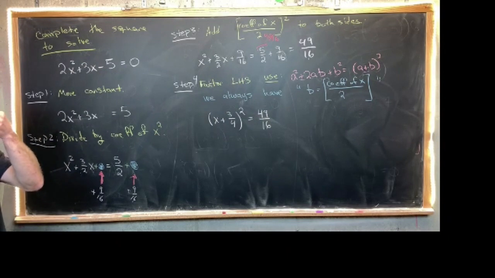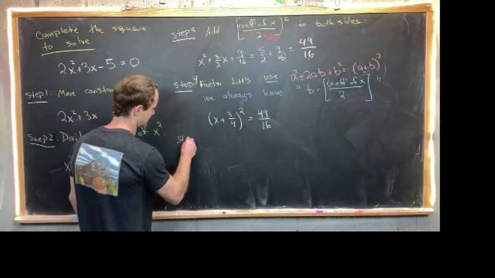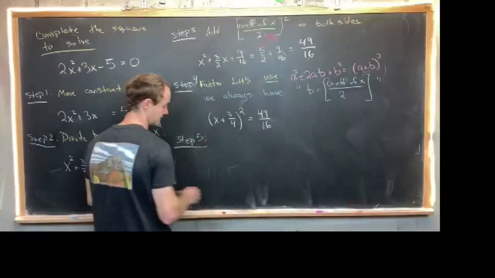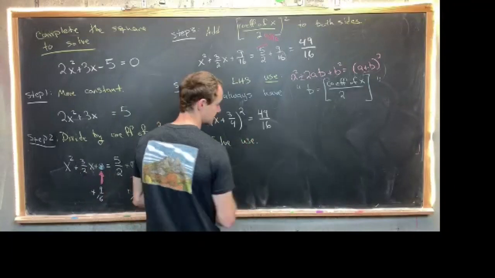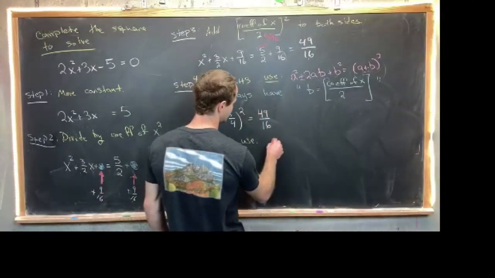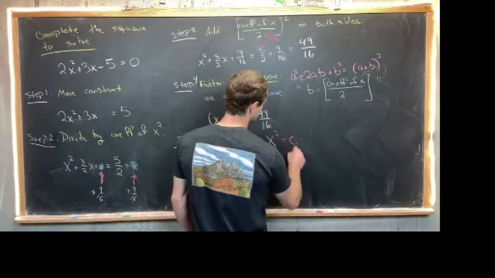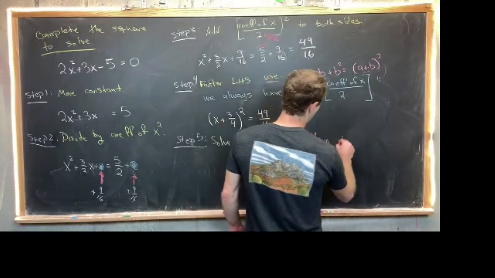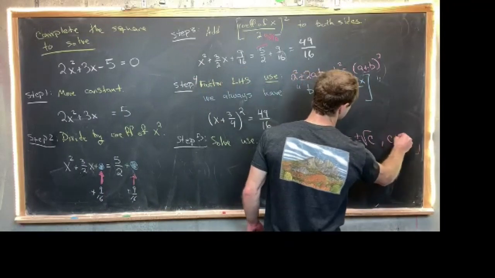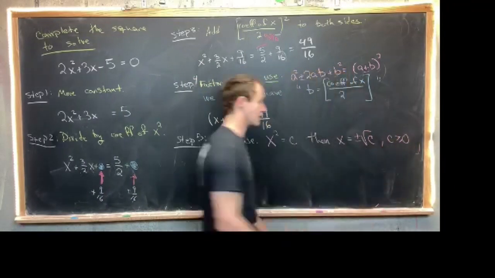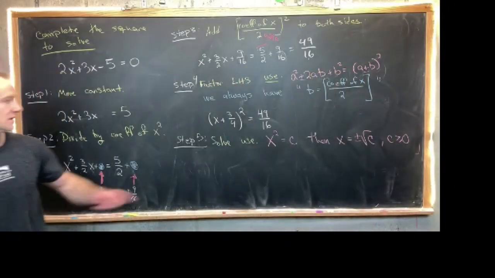All we have to do is solve. So that's going to be step 5, solve. And here we're going to use this thing that we talked about last time, which is if, maybe I'll use capital X here, X squared equals c, then X equals plus or minus the square root of c. And this is when c is bigger than or equal to 0. If c is less than 0, then there's no solution. Okay, so let's go ahead and do that.